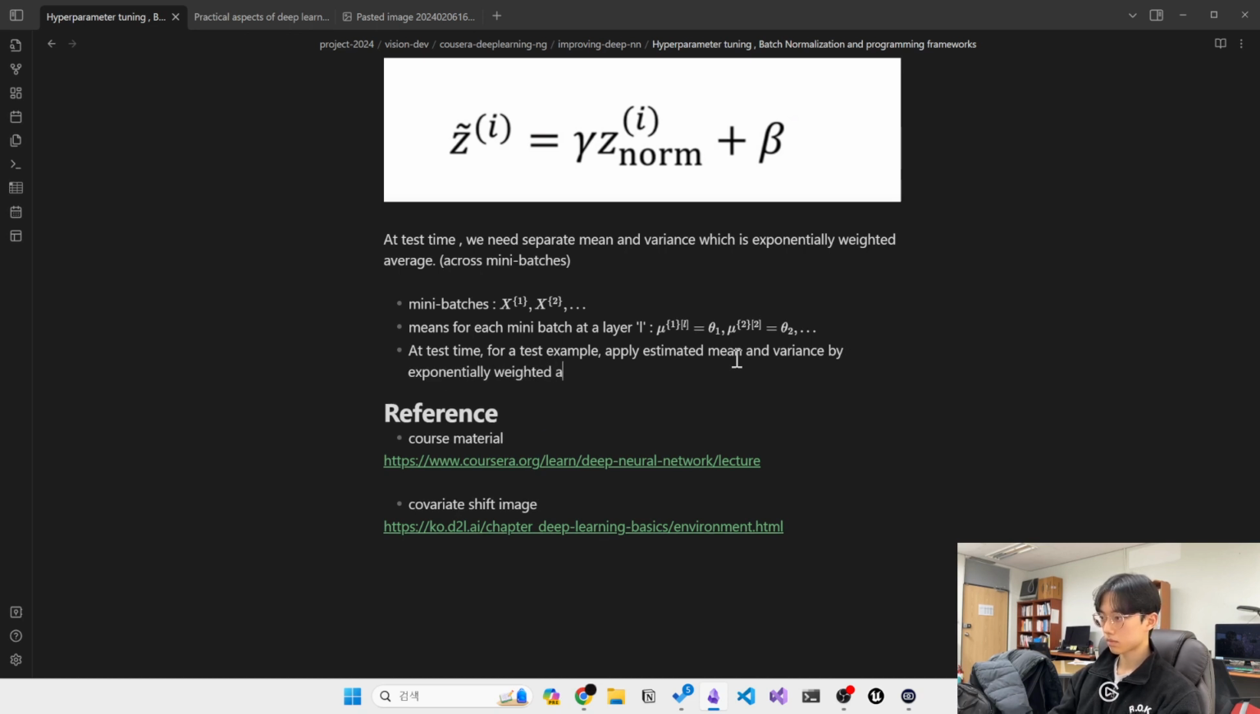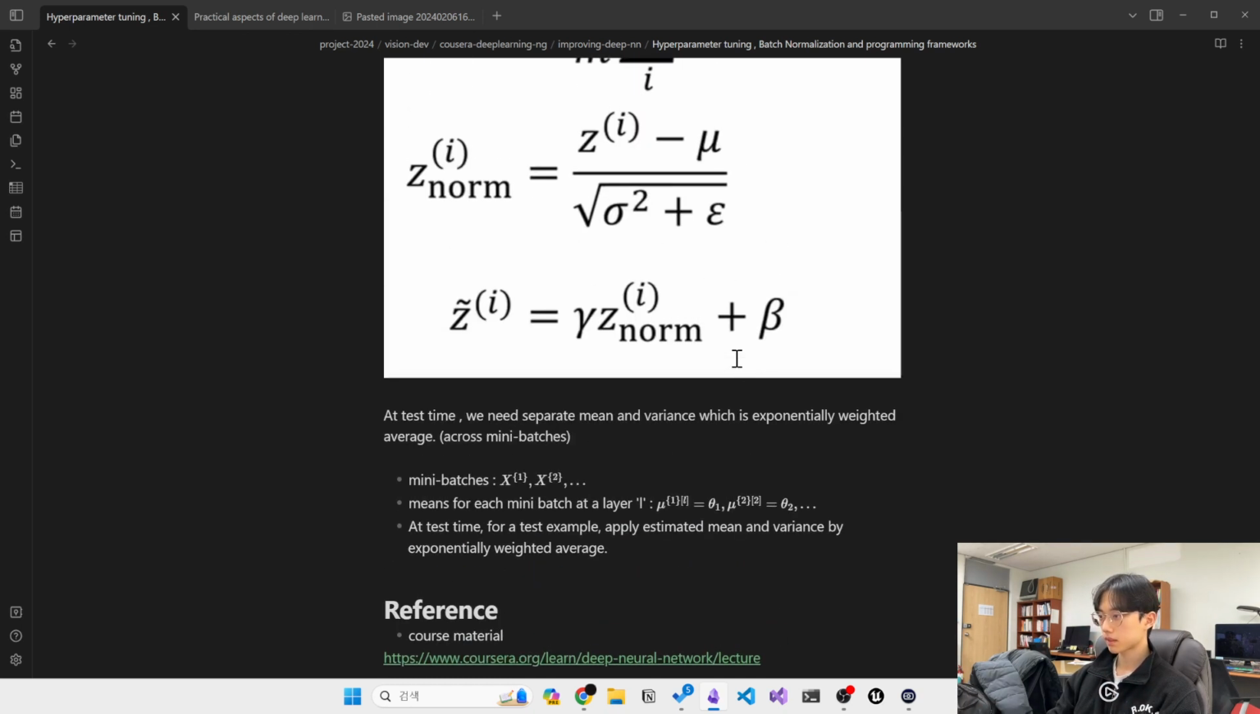In practice, this process is pretty robust to the exact way you use to estimate mu and sigma squared. So I wouldn't worry too much about exactly how you do this. And if you're using a deep learning framework, they'll usually have some default way to estimate the mu and sigma squared that should work reasonably well as well. But in practice, any reasonable way to estimate the mean and variance of your hidden unit values z should work fine at test. So that's it for batch norm.